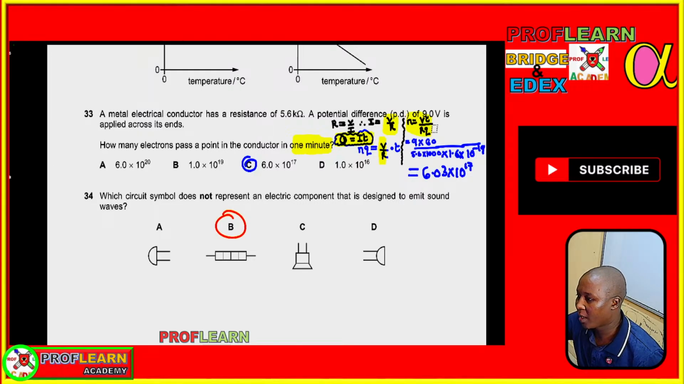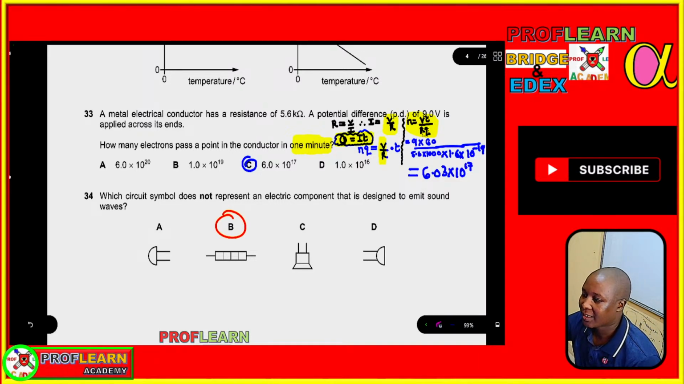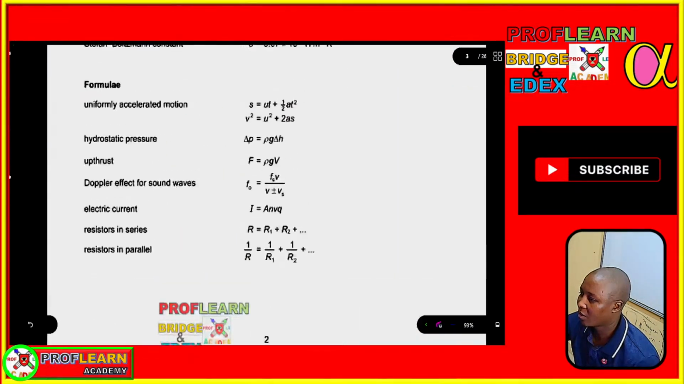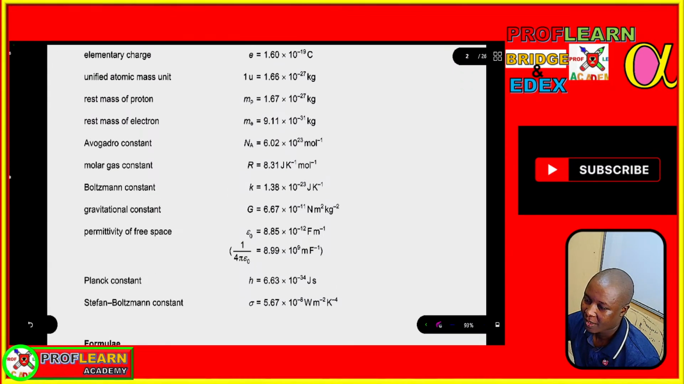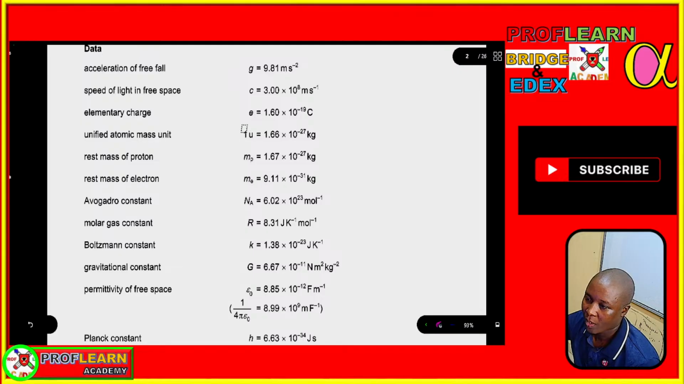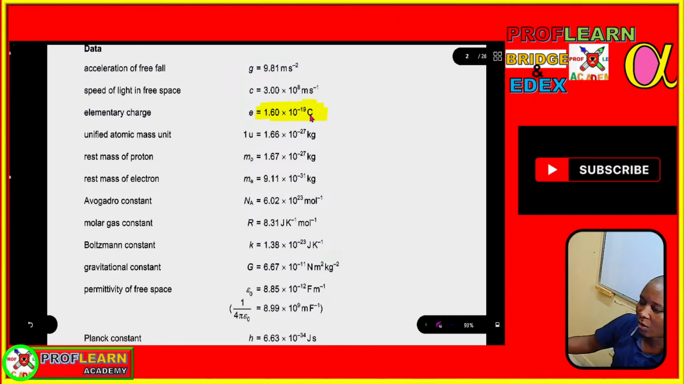Our main formula we shall be able to use at the end of the day in this exam is N, the number of electrons, is equal to the voltage or the potential difference times the duration, which is 60 minutes, over the resistance times the charge of one electron. The charge of one electron is usually provided here, which is 1.6 times 10 raised to power negative 19. This is the charge you shall be using.